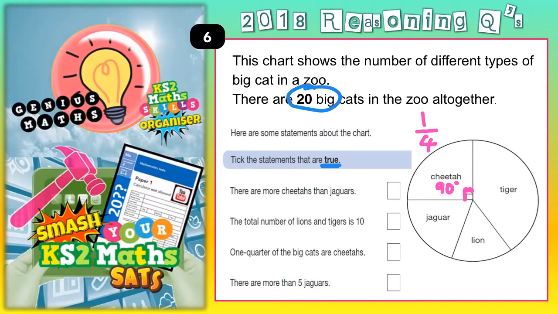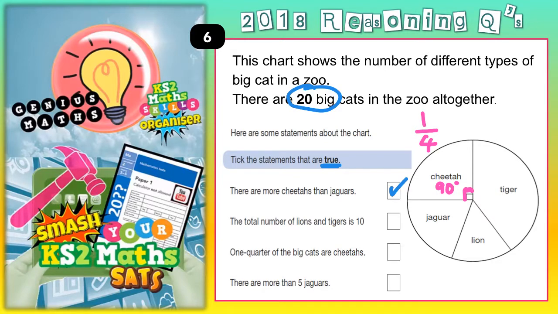So, there are more cheetahs than jaguars. Well, the section for cheetah is bigger than the section for jaguar. So, that would automatically mean that there are going to be more cheetahs than jaguars. Because both of those sections are on the same pie chart, it must mean that it's bigger, there's more of them. So more cheetahs than jaguars, yes, because it's got a bigger section.